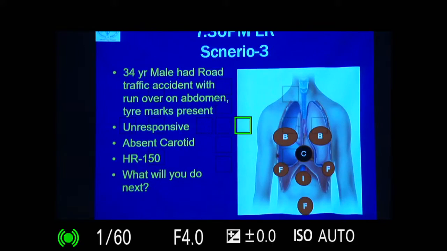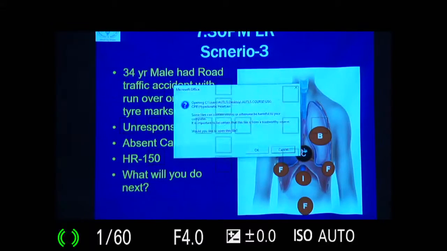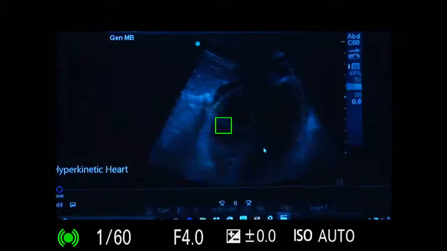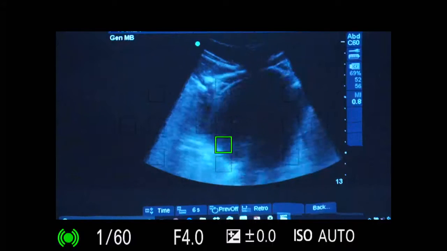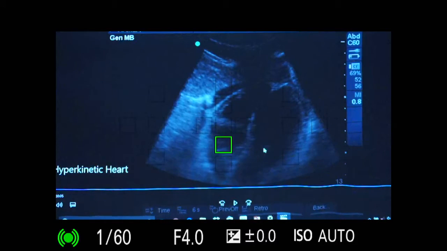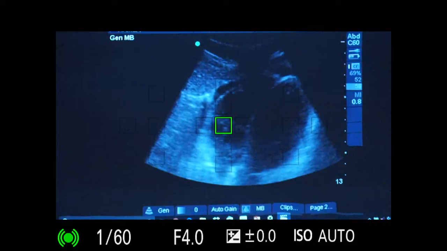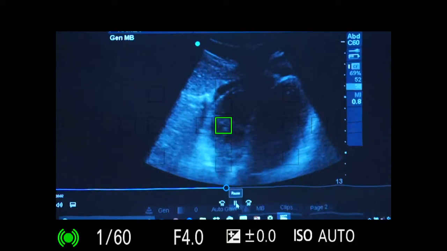Okay, very good. So, let us see. Cardiac, the heart, as per the protocol. Yes, sir. Is the heart beating? Is there a pericardial fluid? No. How many of you say no pericardial fluid?